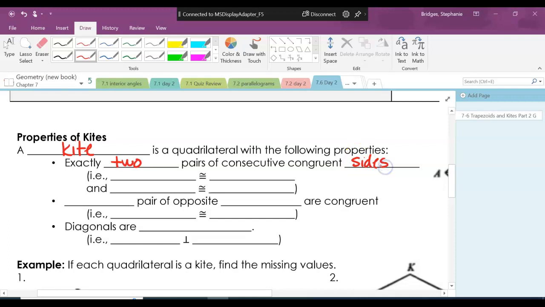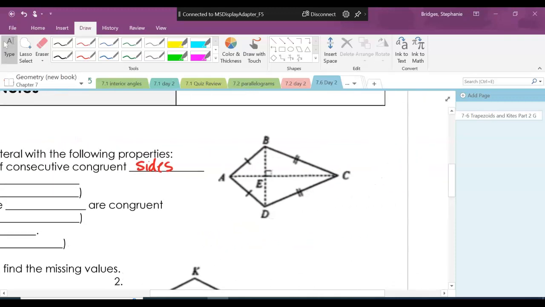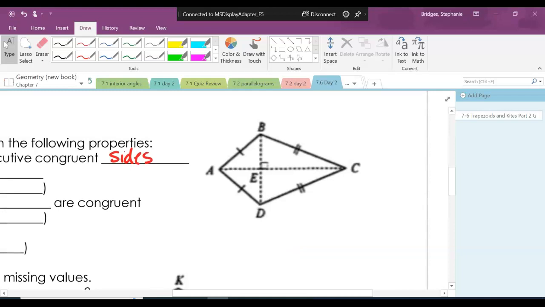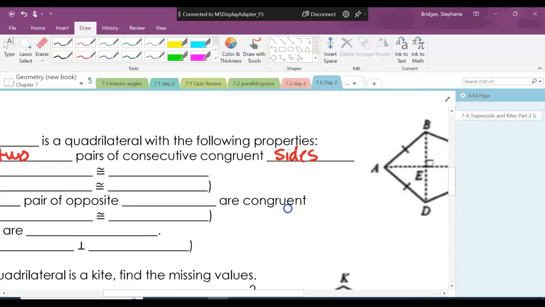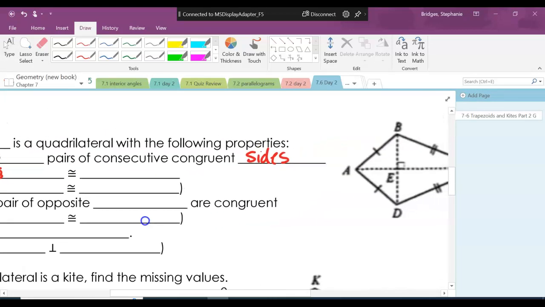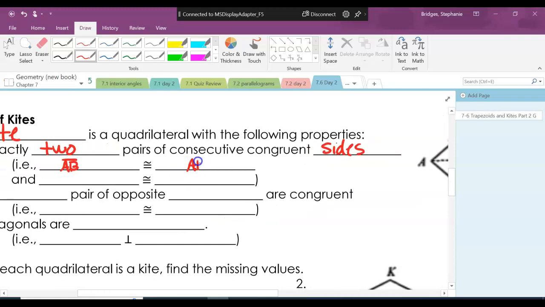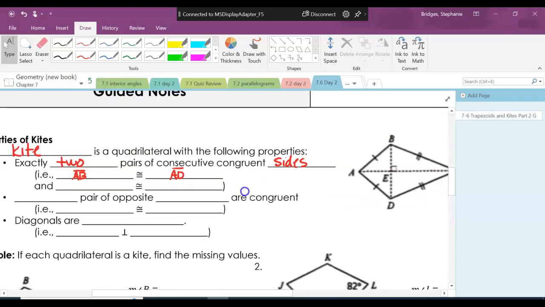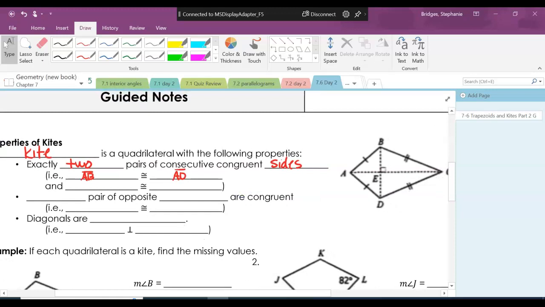If you look at your picture, what two sides are marked with one congruent slash? AB and AD. Do you see how those sides are next to each other? They touch. Those are two consecutive sides that are congruent. So we're going to fill that in. Segment AB is congruent to segment AD. Most times when kites are drawn, those are the two shorter sides, and then the two longer sides that are next to each other are also congruent.